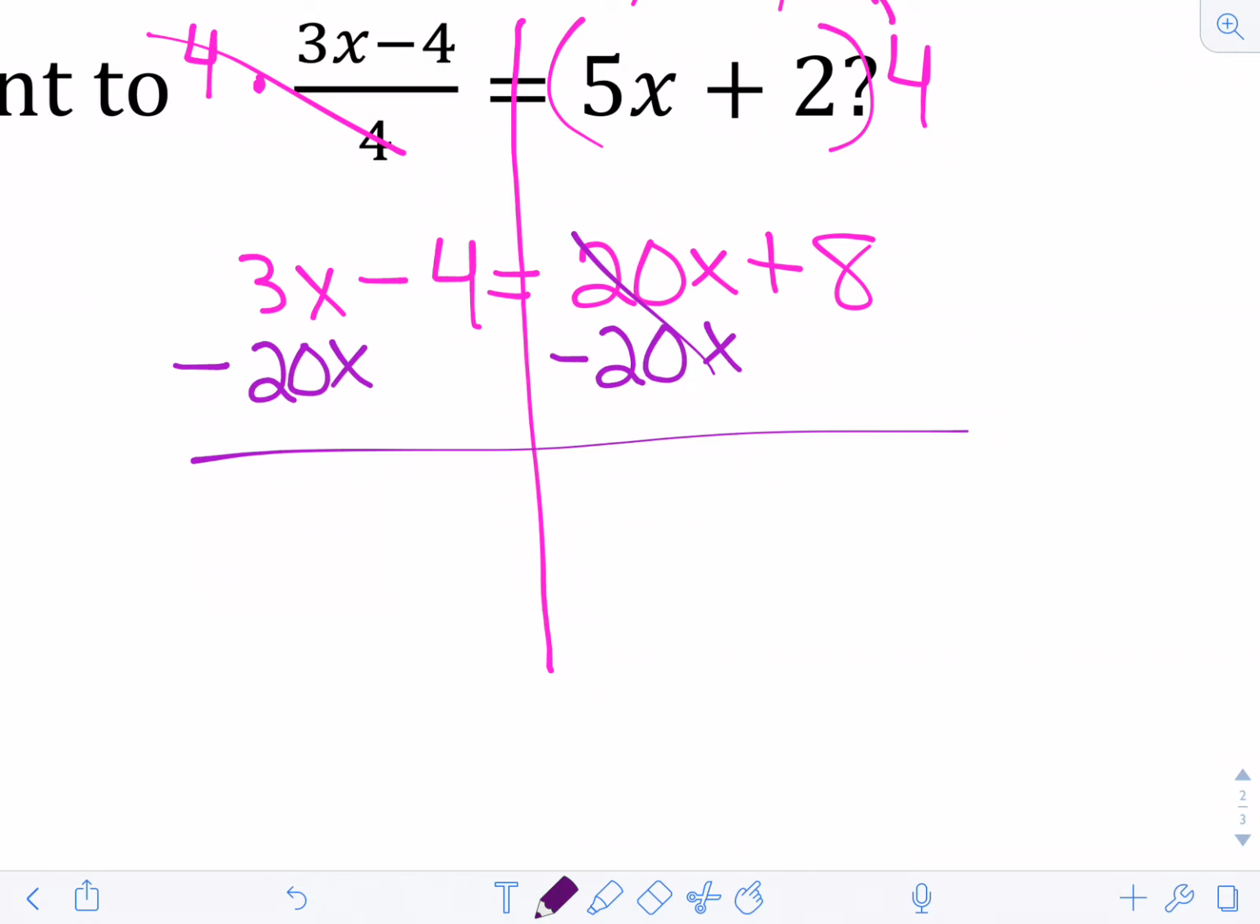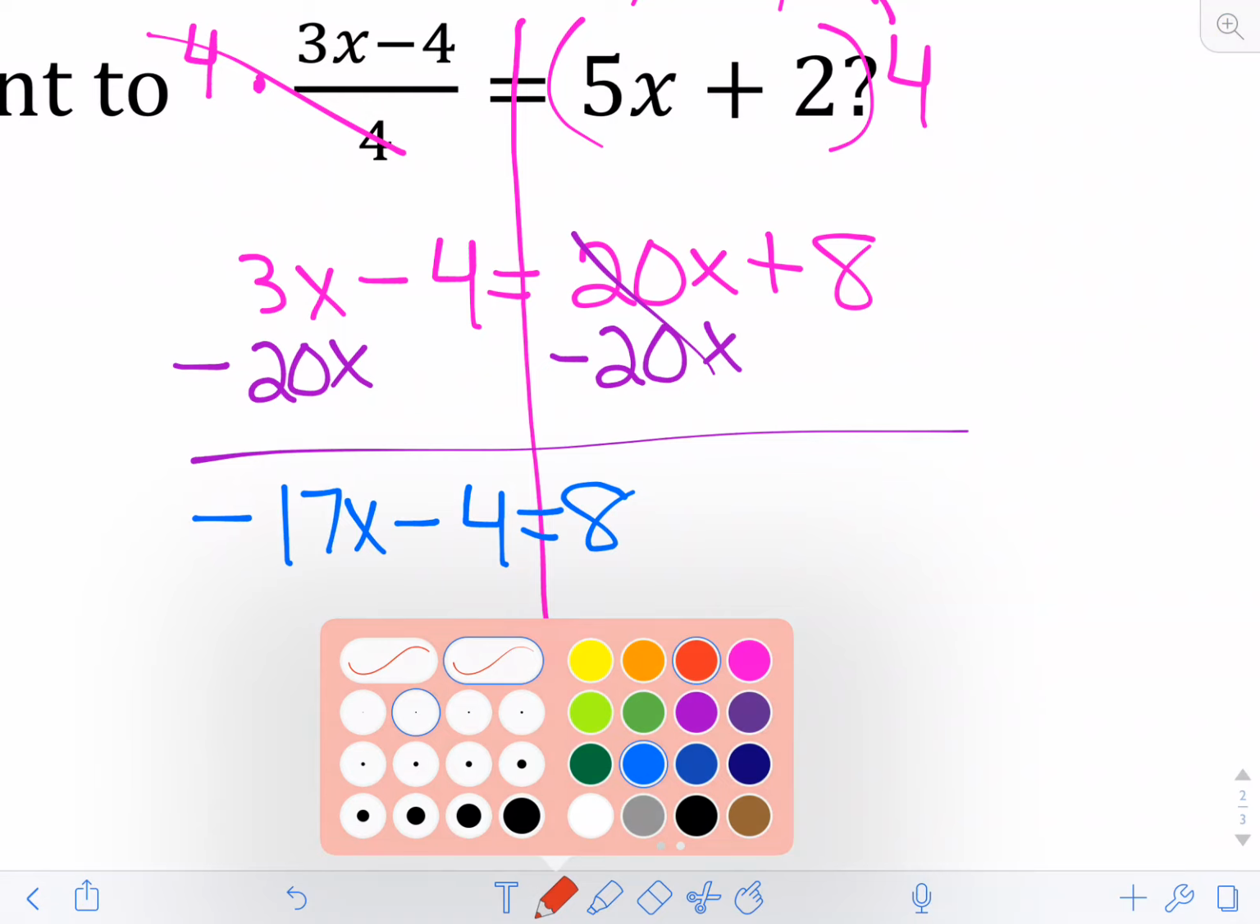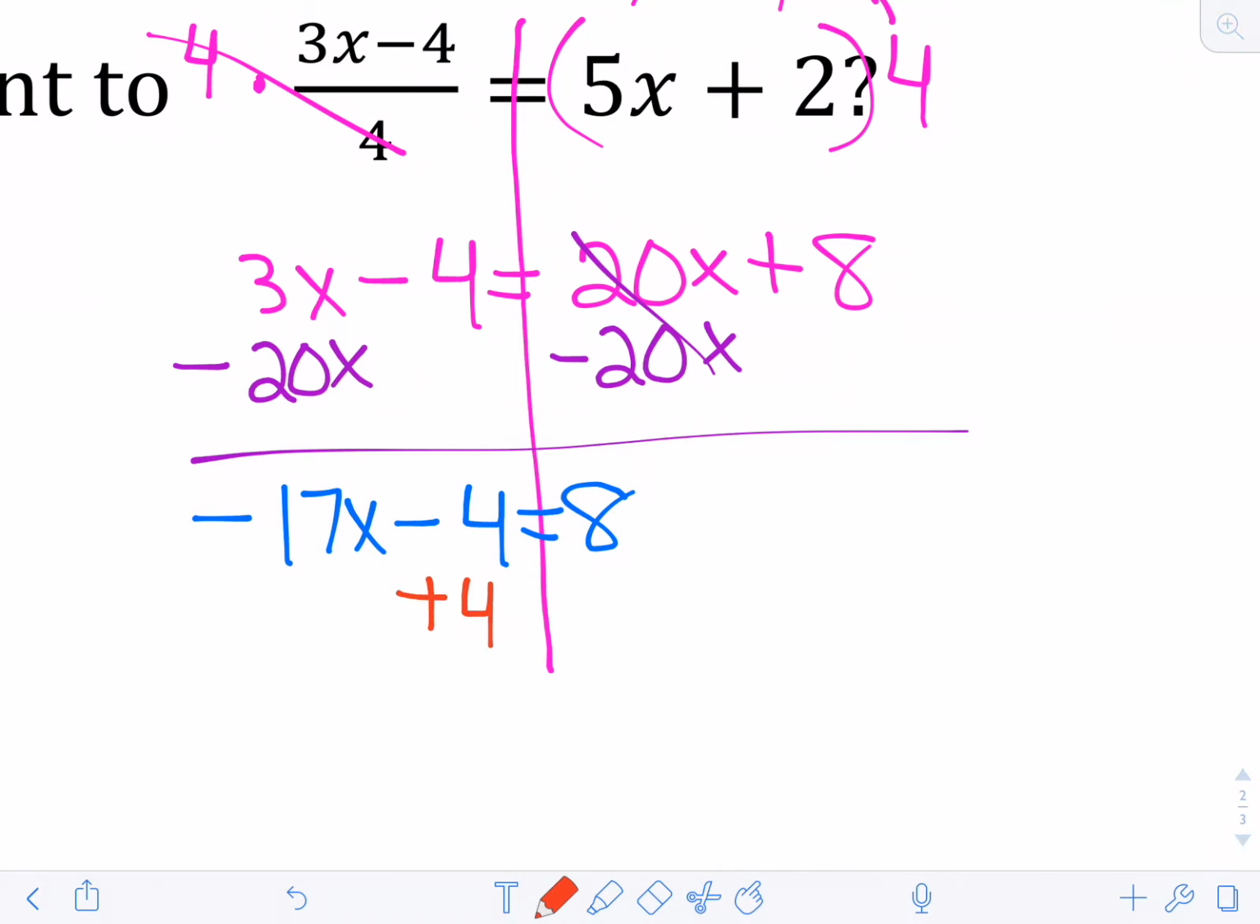Okay, that's a zero pair. Over here on the left side, 3x minus 20x, I have more negatives because there's 20 of them. They're winning by 17 points. I still have a minus 4, and that's equal to 8. The only other thing I have to do is add 4 to both sides. I still have a negative 17x, and 8 plus 4 is equal to 12.